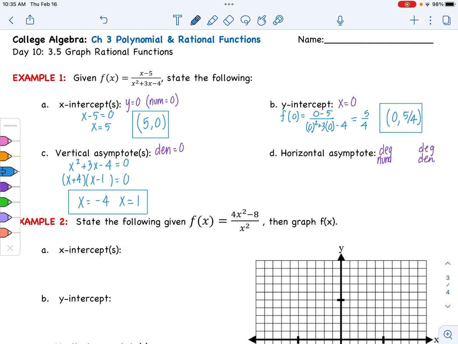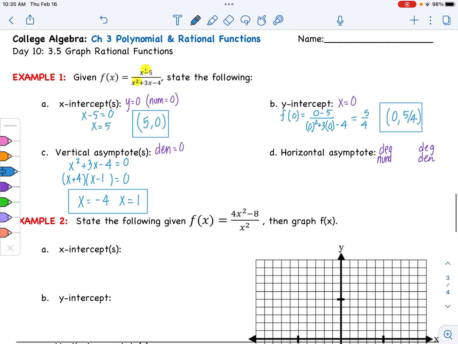D is looking at the degrees, so the degree of the numerator compared to the degree of the denominator. Well, the numerator degree is 1 compared to the degree of 2. So in this case, the denominator is bigger because 2 is bigger than 1. That means in a case like this, y equals 0 is your horizontal asymptote. If you're confused about that, please go back to day 9 notes when we talked about those cases.